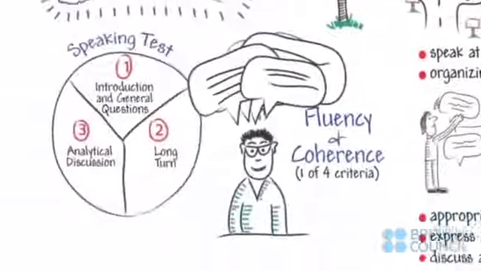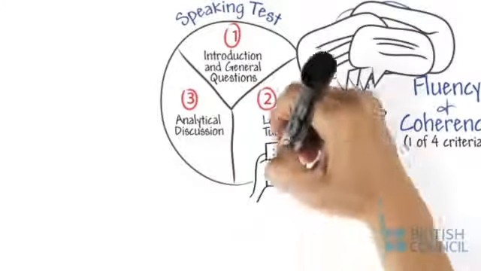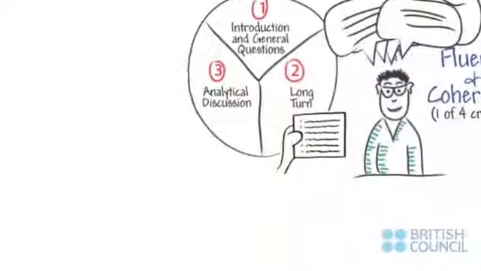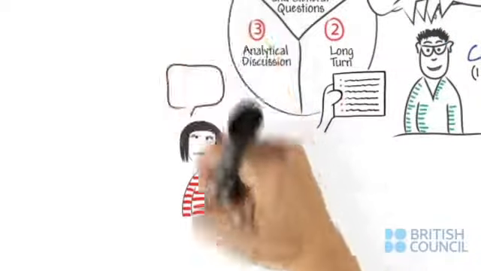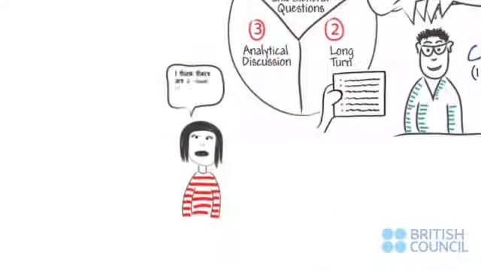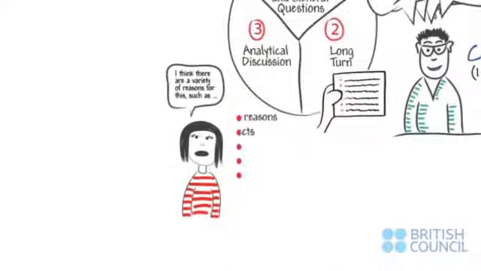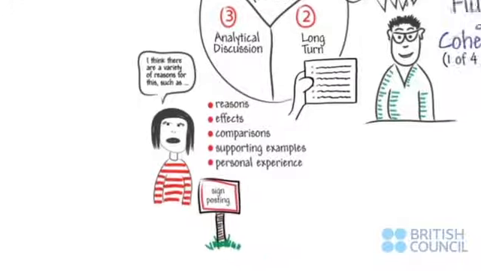For Part 2 of the test, use the bullet points on the task card to help you structure your long turn and make notes in the 1 minute that's given using key words. In Part 3 particularly, it is important to develop your answers and to speak at length. You can do this by thinking of reasons, effects, comparisons, supporting examples, and personal experience. Just make sure you are signposting what you say.